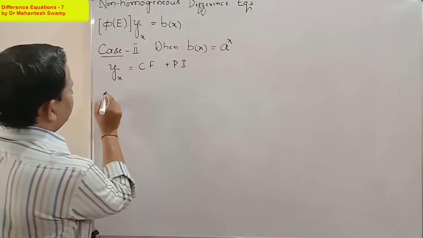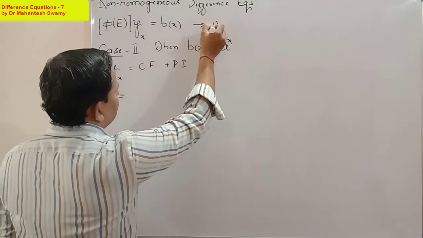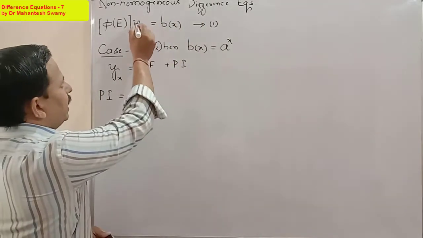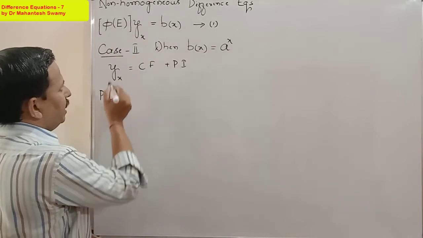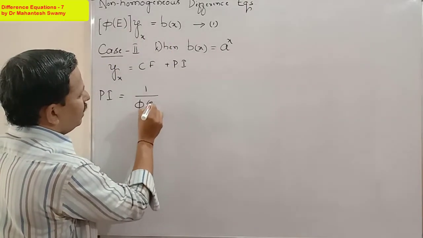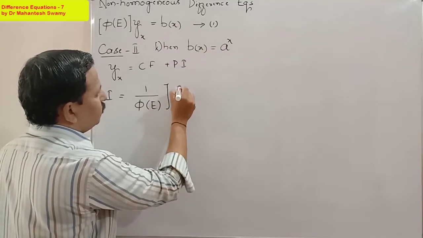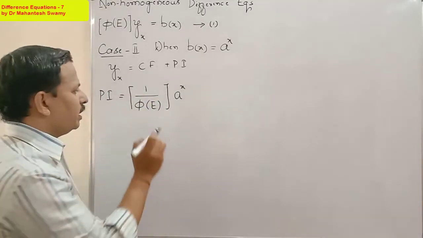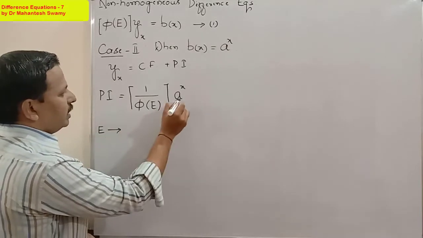To find the particular integral, we have to use equation number 1. So the given equation we call equation number 1, and by using that equation we take the particular integral equal to 1 divided by phi of E operated on b of x. b of x here is particularly a to the power x. So very simple thing we have to do here: wherever E is there we have to replace E with a.